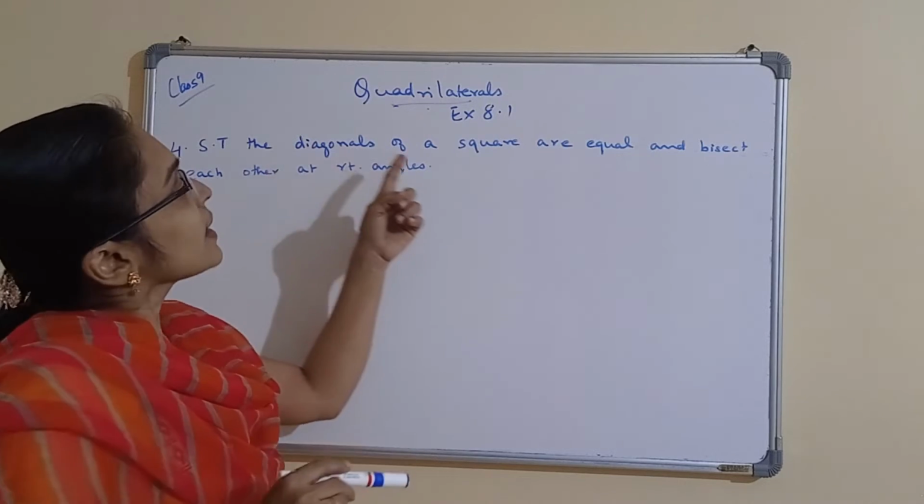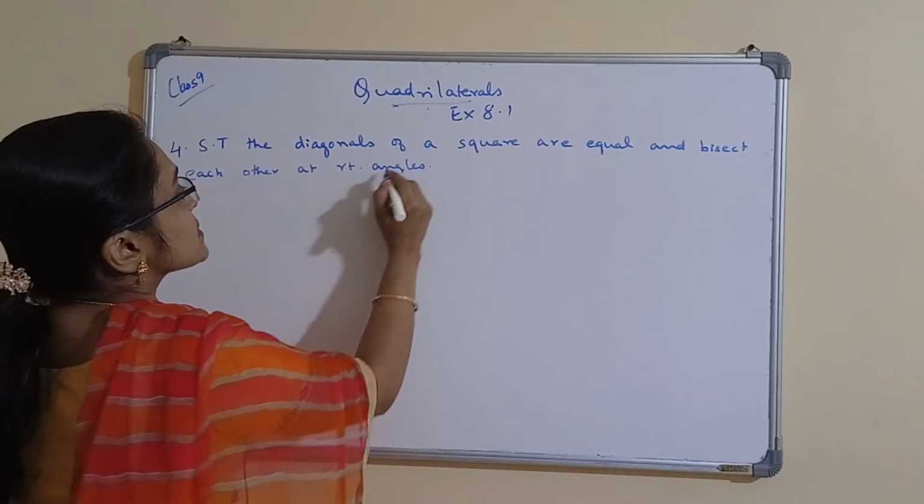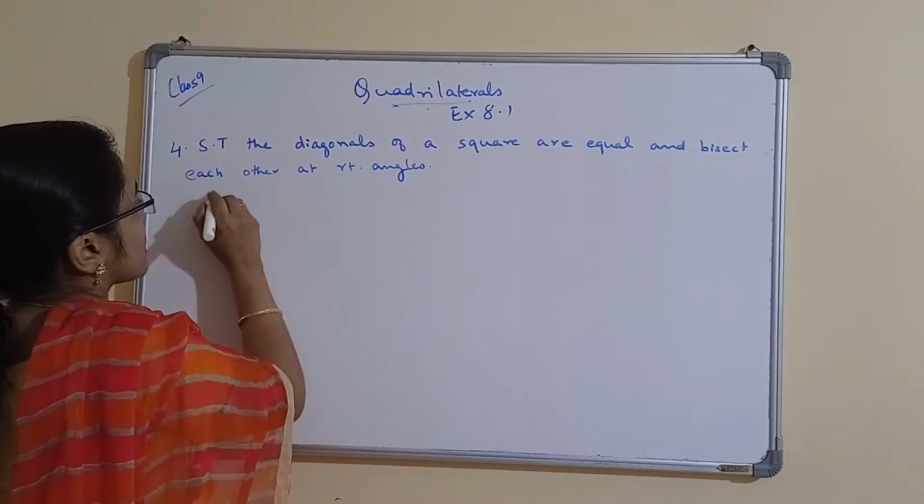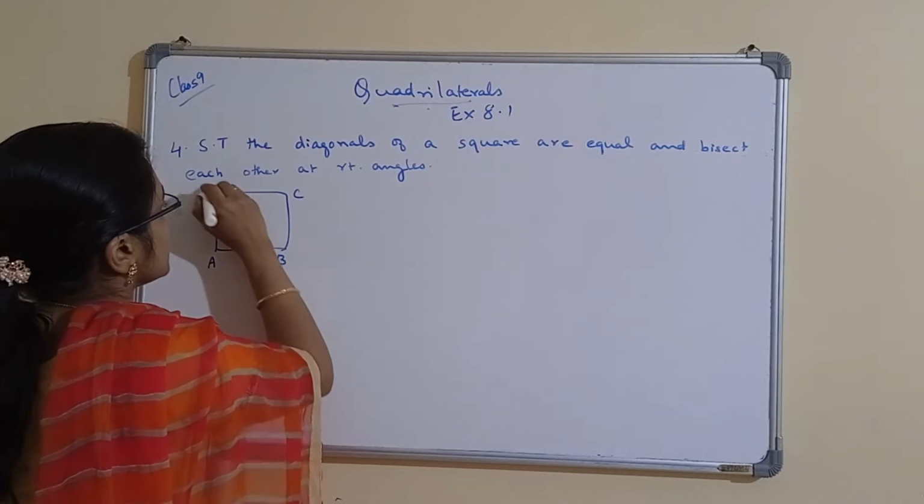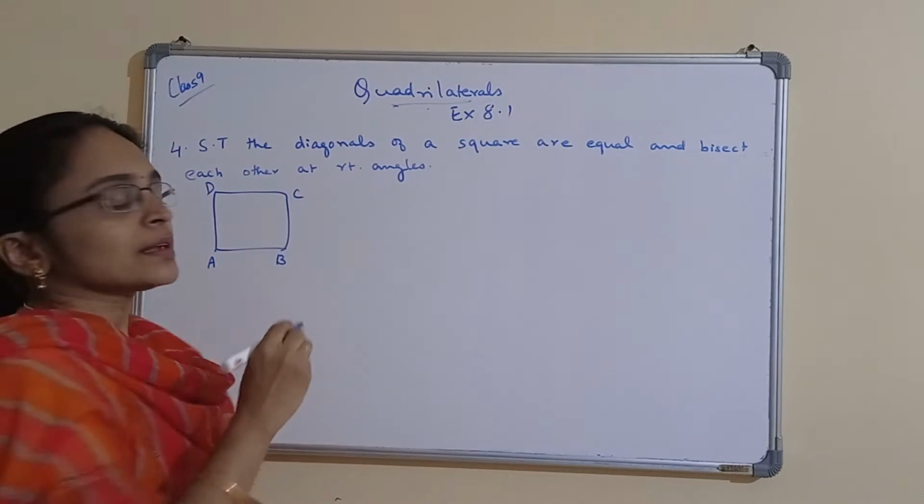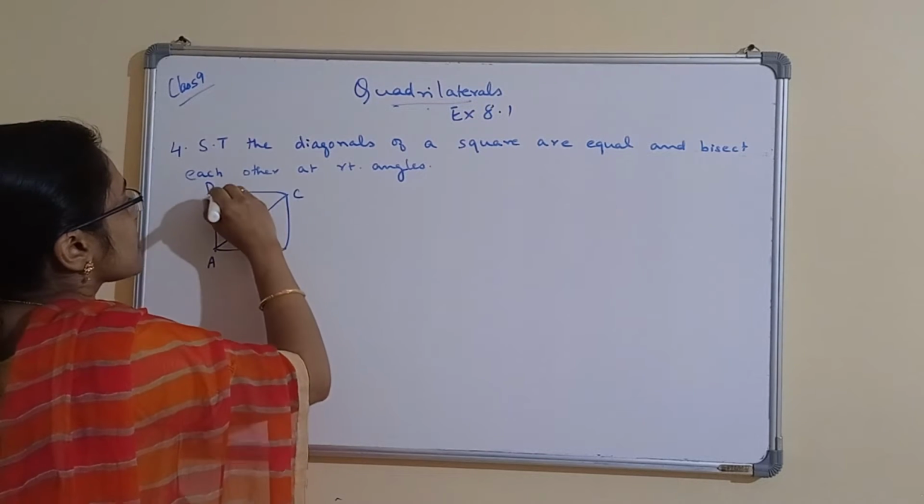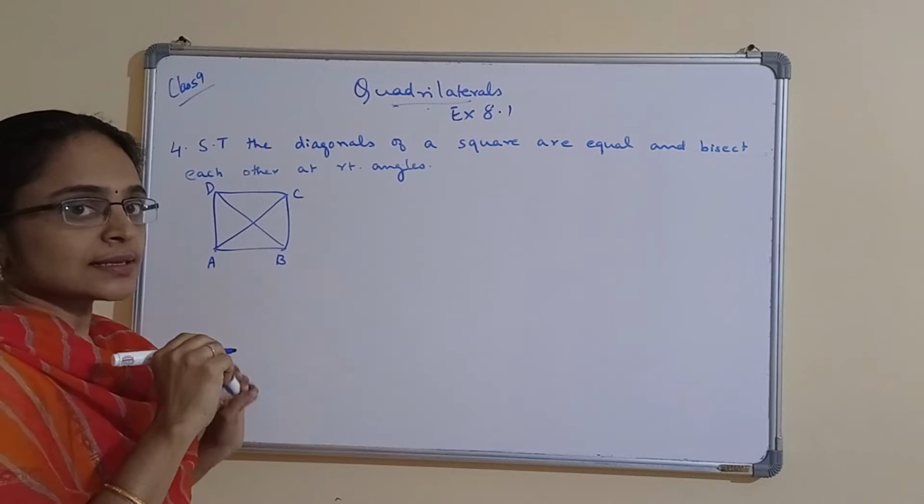Question is, show that the diagonals of a square are equal and bisect each other at right angles. So we can draw the square now. Let us name the square as ABCD. And we have to prove that diagonals are equal. The diagonals are AC and BD.